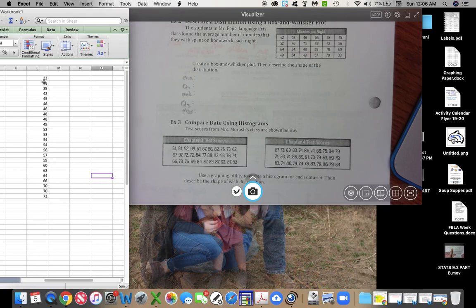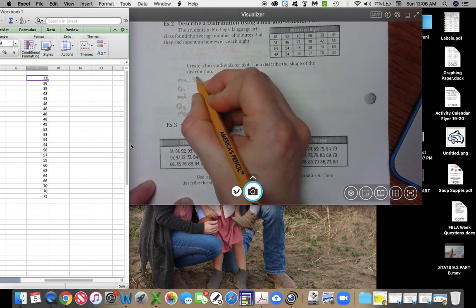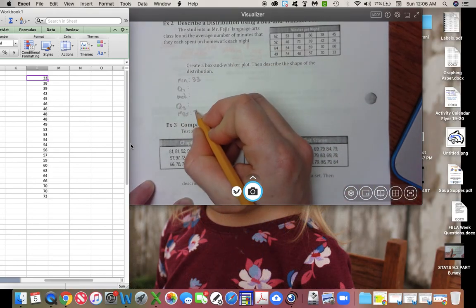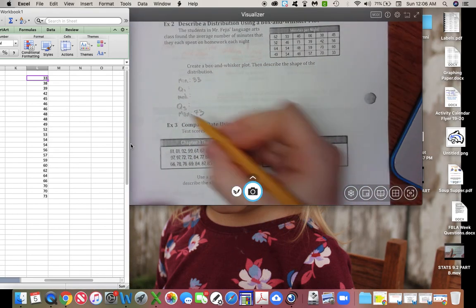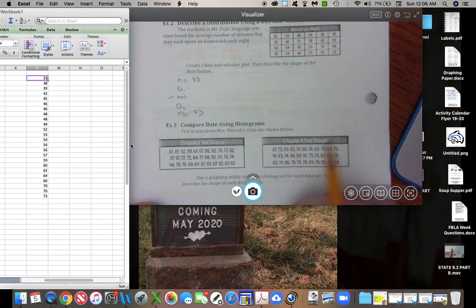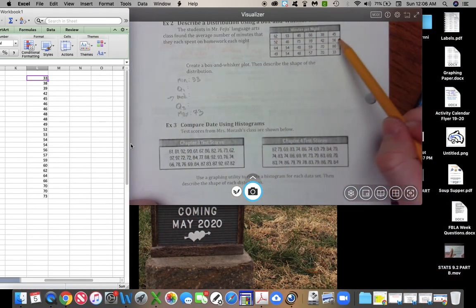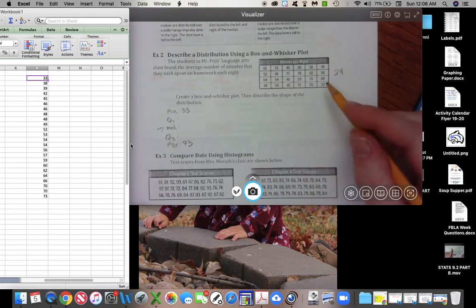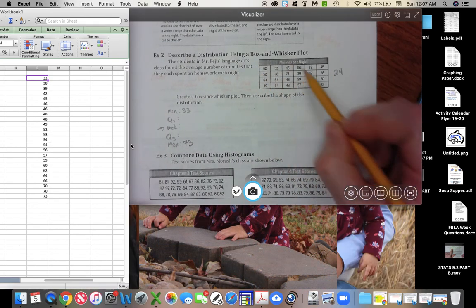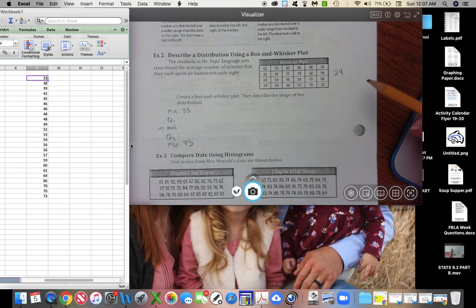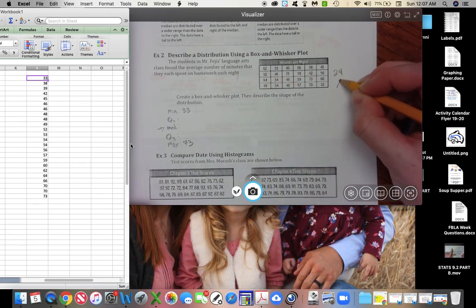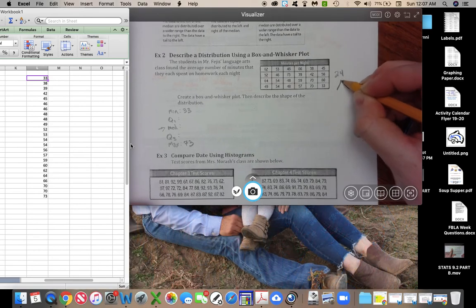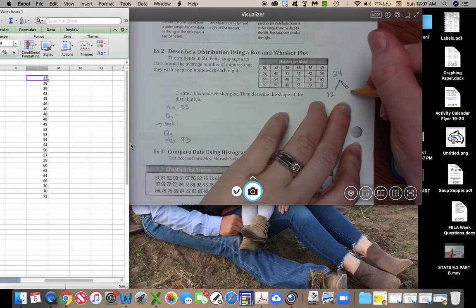So I went ahead and put those in order. The minimum number is 33. My maximum number is 73. And then I need to figure out my median number. It's the middle number. There are 24 numbers in this list. I could cross off from each end if I wanted to, but if I separate 24 into two equal pieces, it will be 12 and 12.